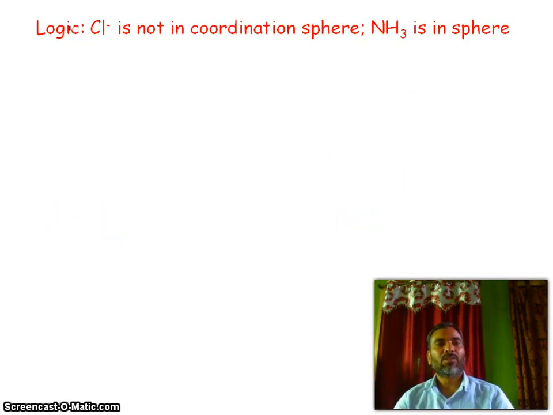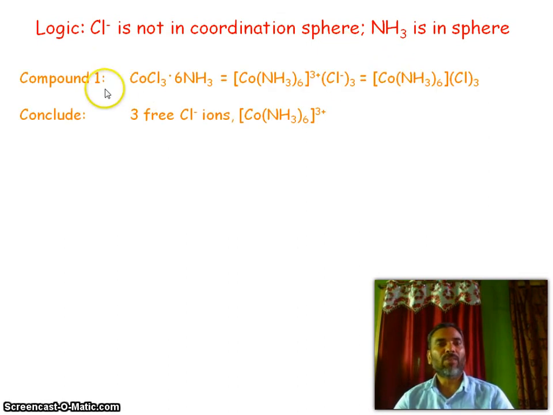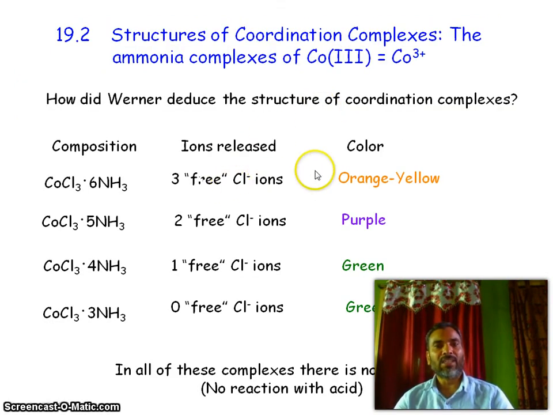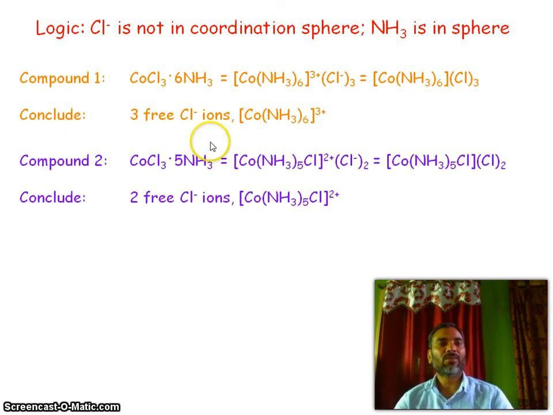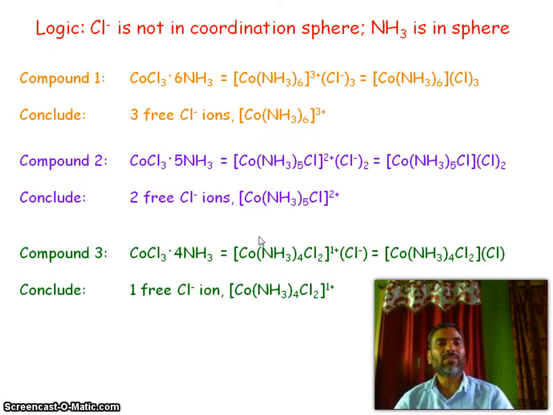Okay. So the logic: Cl minus is not in the coordination sphere, ammonia is in the sphere. Compound 1, CoCl3·6NH3, means [Co(NH3)6] 3 plus, because there are 3 free Cl minus ions. Now it is free. Conclude: CoCl3·5NH3 is [Co(NH3)5Cl] 2 plus with 2 free Cl minus. And in the coordination sphere you see the difference: now Cl is attached to the cobalt, but here no. That is why there is a difference in color.